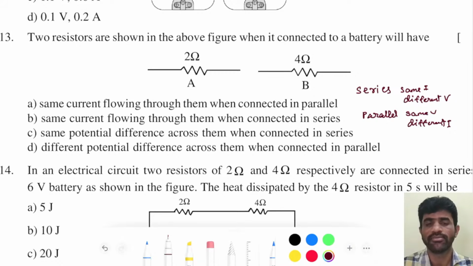So you all have an idea about this from the derivation of R equals R1 plus R2 plus R3, and one more derivation of 1 by R equals 1 by R1 plus 1 by R2 plus 1 by R3.